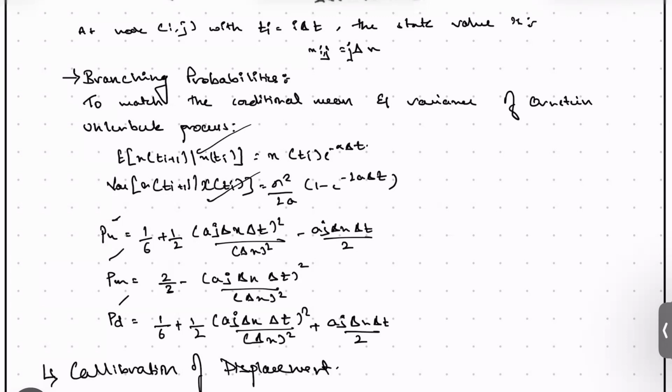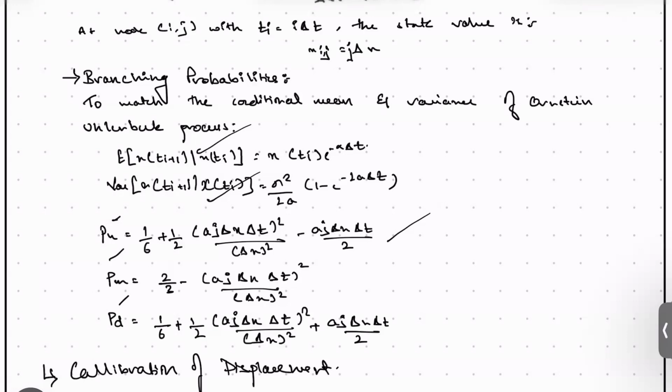To ensure probabilities remain positive, different branching schemes and associated probability formulas are employed for nodes near the center of the tree versus those in the tails. For a central node j that branches to the levels j plus 1, j, and j minus 1, the probabilities are: p u is equal to 1 by 6 plus 1 by 2 times a j delta t squared by delta x squared minus a j delta x delta t by 2.